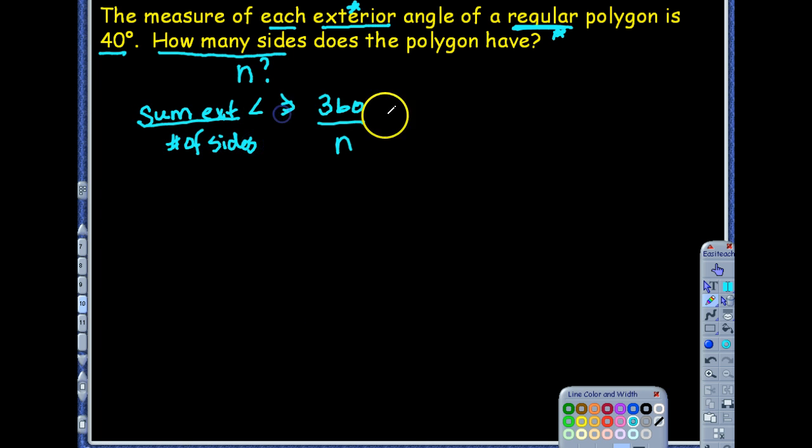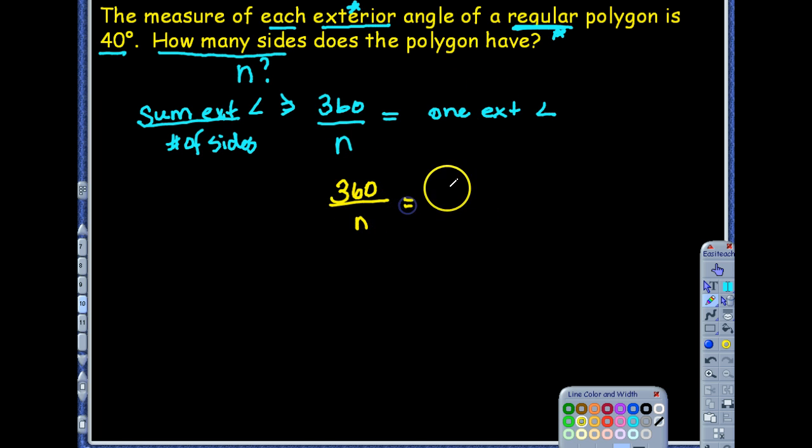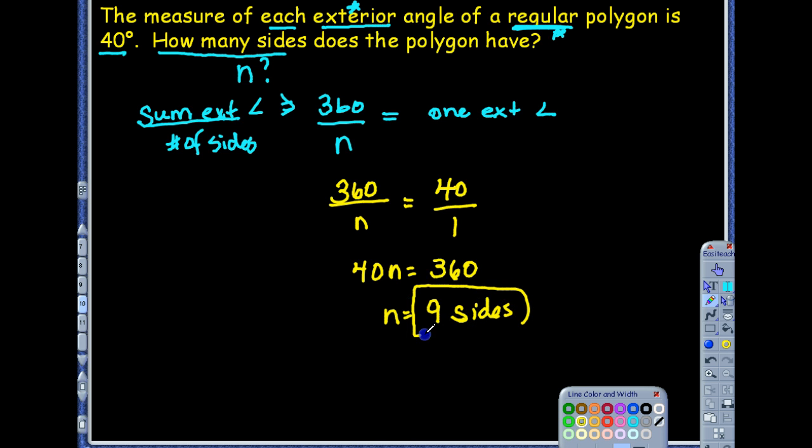So this will give you that one exterior angle. And do we know the number of sides? No, but we do know the one exterior angle. So in other words, we're doing 360 divided by n to get you 40. And kind of like we did on the other one, set it up as a proportion, put it over 1, cross multiply. So how many sides are we going to have? If we take our 360 divided by 40, we're going to get 9 sides. And again, you should have an exact number of sides. It should not be a decimal, since they said how many sides does this polygon have?